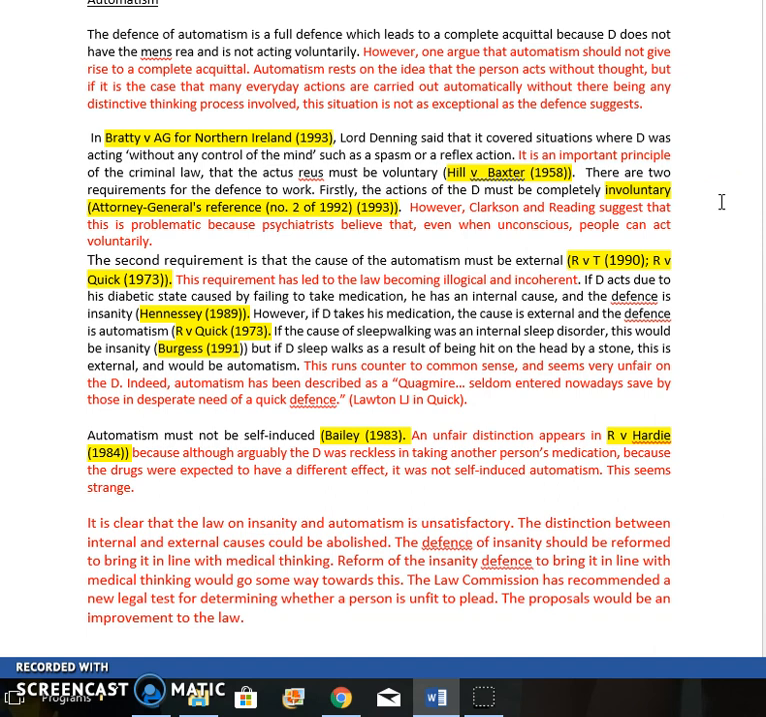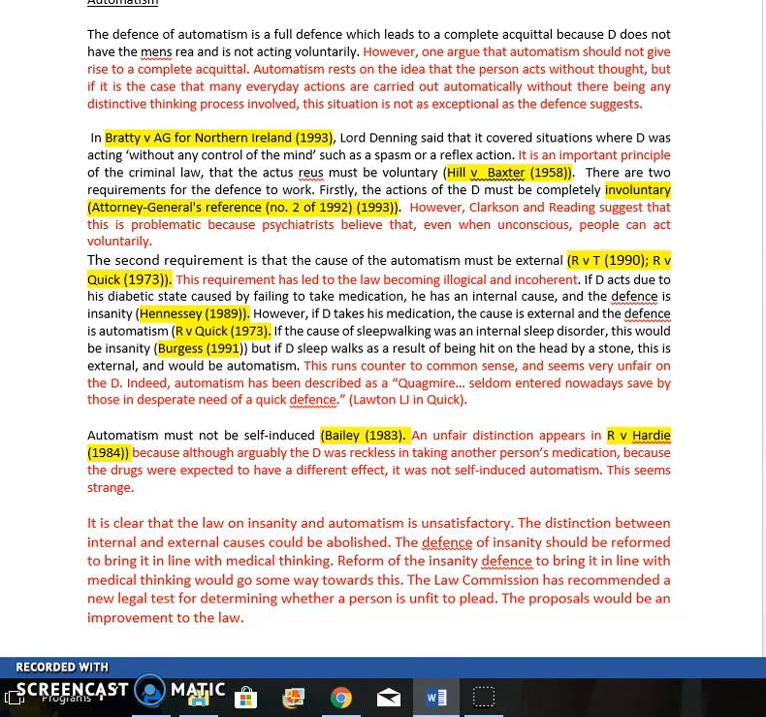In order to succeed with it, there are two requirements. The actions must be completely involuntary and the cause must be external. Considering this completely involuntary to begin with, Attorney General's Reference Number 2, in that particular case, it was said that there had to be a complete destruction of voluntary control.